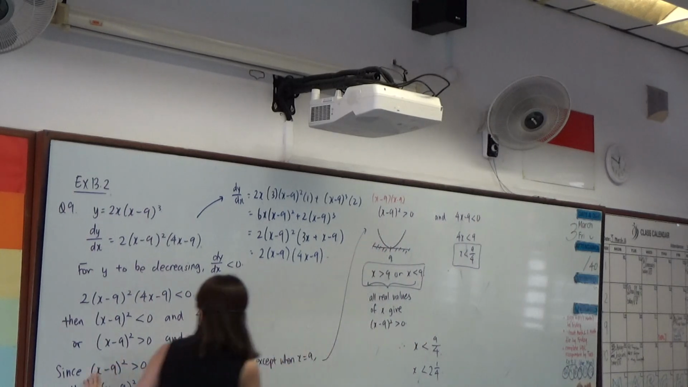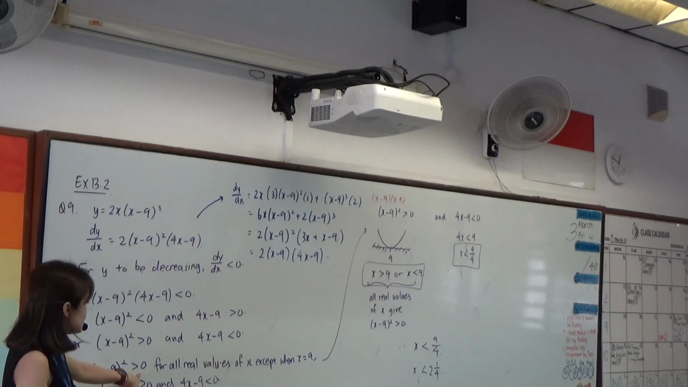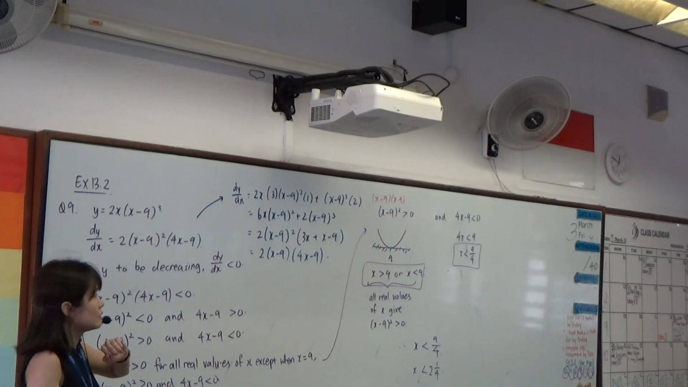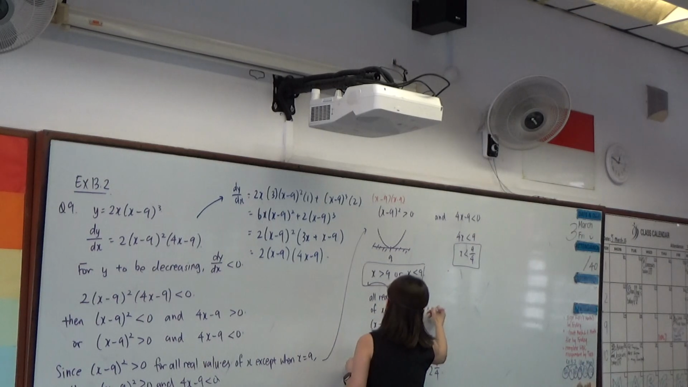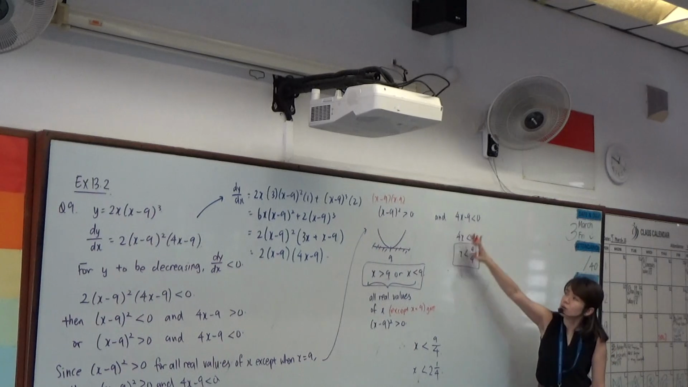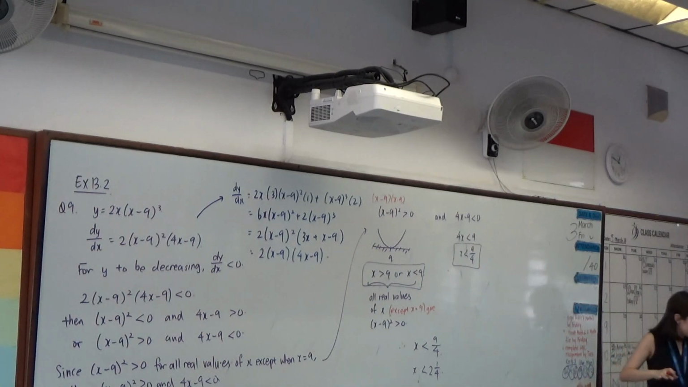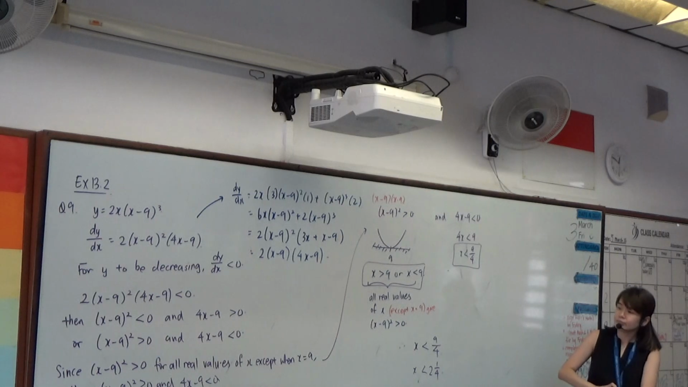In fact, we have already written over here that (x - 9)² is actually more than 0 for all real values of x, except when x equals 9. So essentially we are only looking at solving this inequality, such that x is going to give us less than negative 9 over 4, which is x less than 2 and 1/4 as well. Alright?